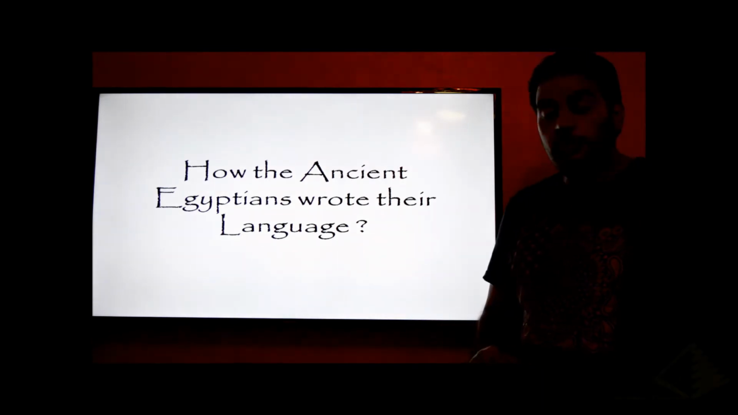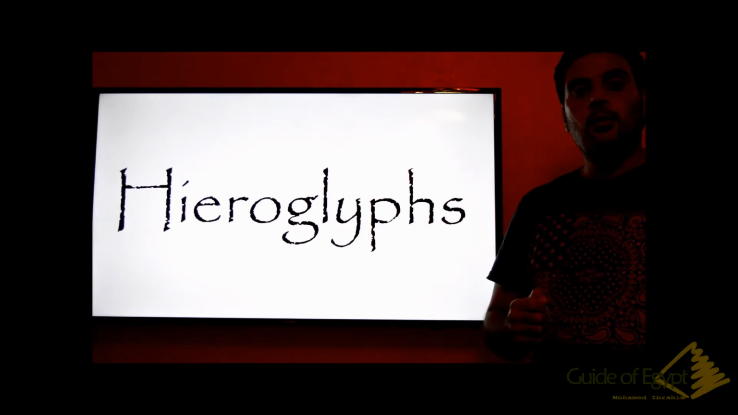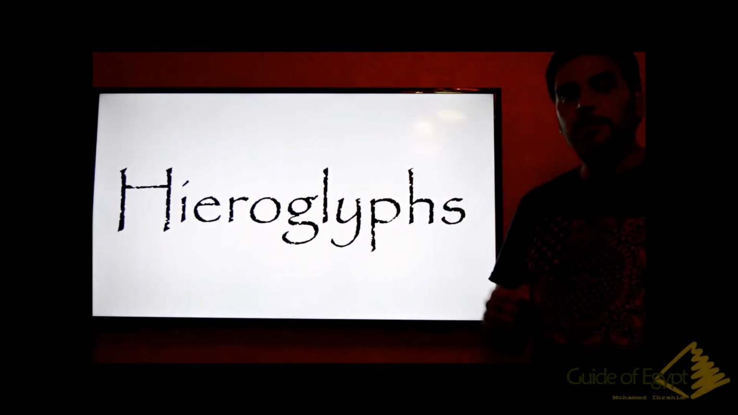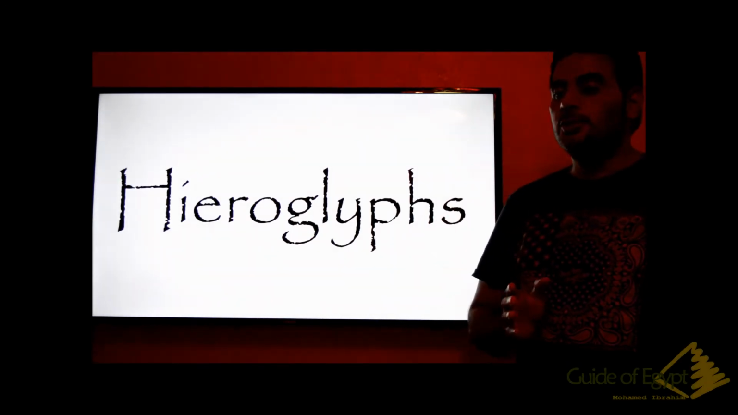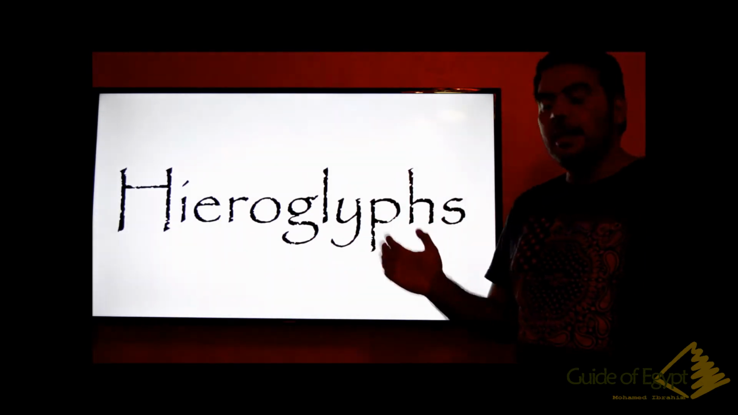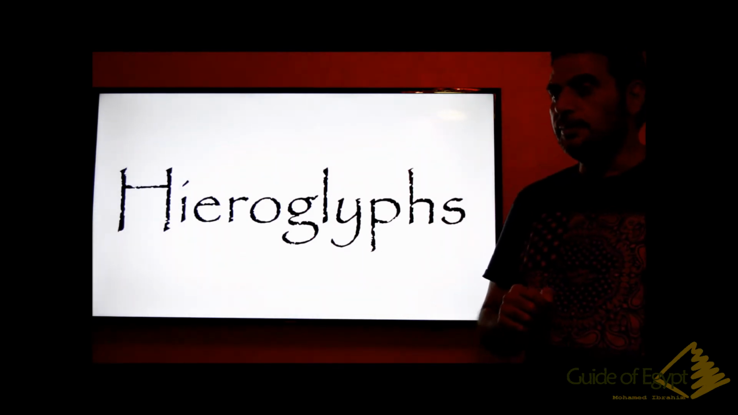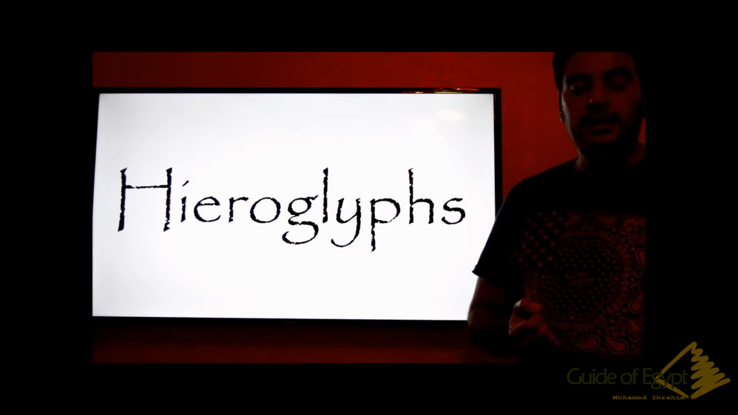How did the ancient Egyptians write their language? The script or the font they used. Number one, the major script they used is called hieroglyphics. It came from the ancient Greek word hieroglyphs, which means the sacred writings.